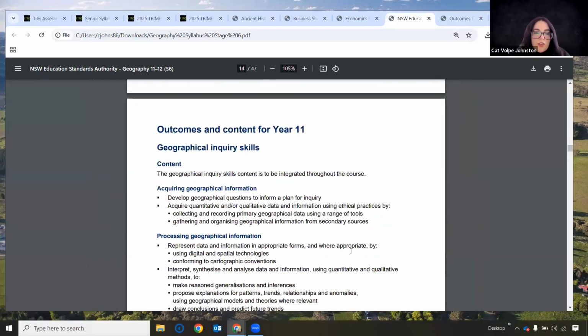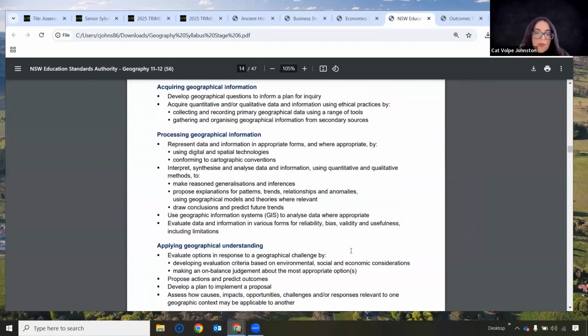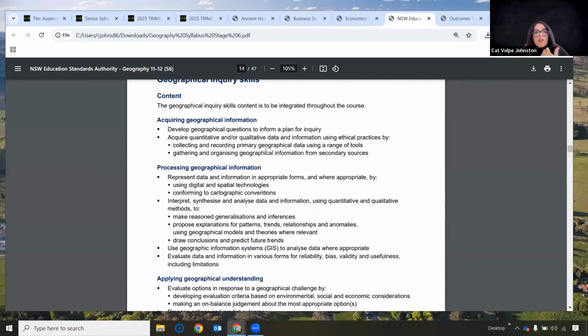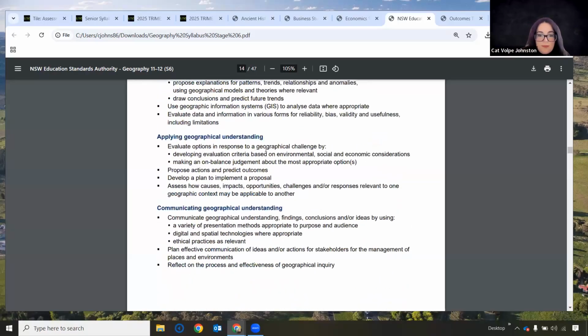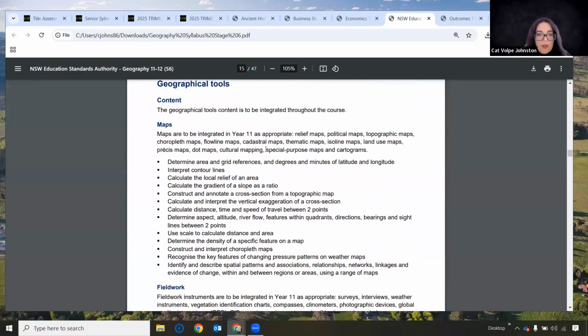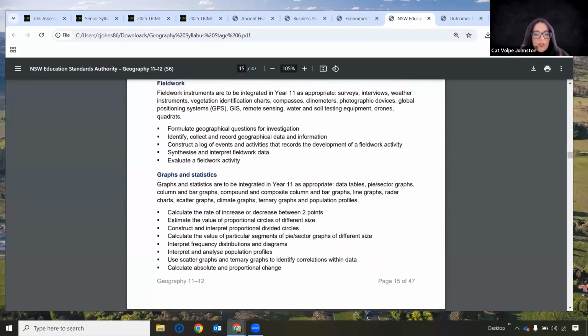All right, so the first unit, we've got the skills. You'll notice that in the new geography syllabus, there's a strong focus on those three main inquiry skills, which we learned about in the 7 to 10 mandatory syllabuses, where we had that chart and the table, with acquiring, processing, and applying or communicating geographical information. We've got the tools that are important for each of these units of work.